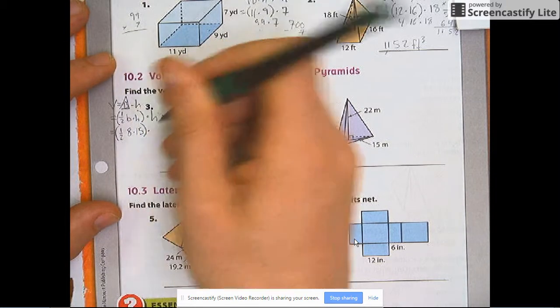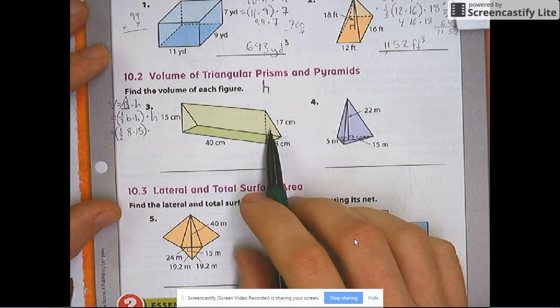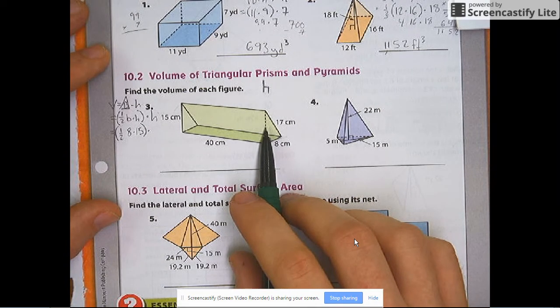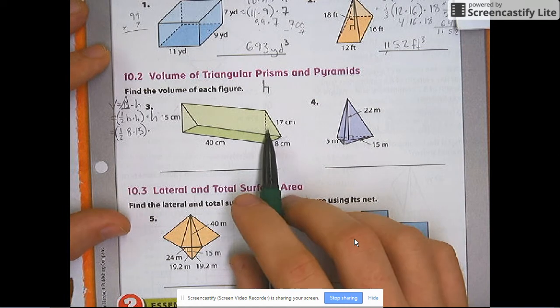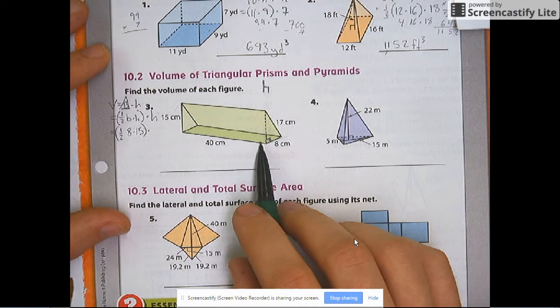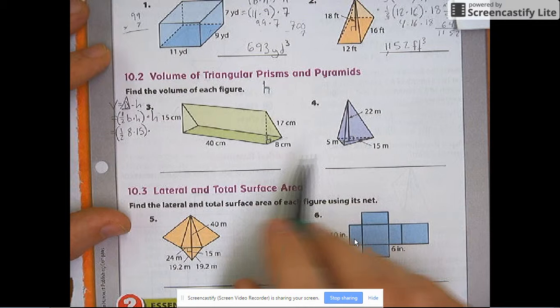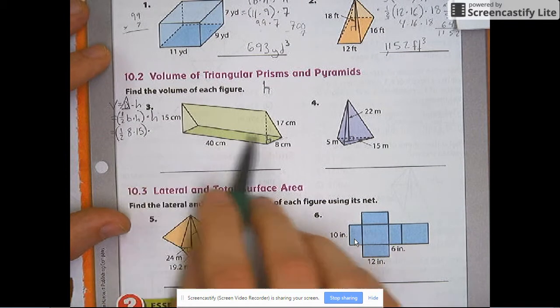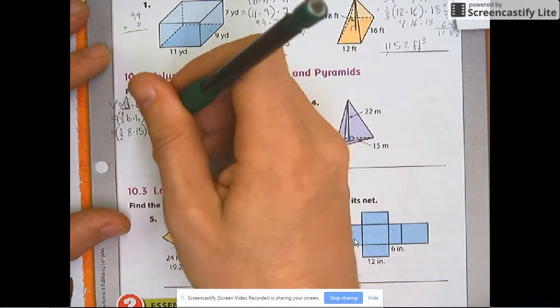The height of your prism, this one's kind of tricky. In fact, the whole thing's tricky because it's sitting on its side like this. That's how it'll be on the STAAR test most often. Height of a prism is really defined as the distance between the bases. So if it's standing up, it makes sense that you would call that the height. But when it's sitting down like here, it doesn't make as much sense. Why is that the height? Well, in this case, it's really the length. It's the distance between this triangle and that triangle. In this case, it's 40 centimeters.